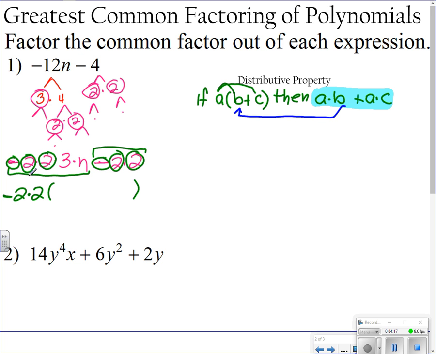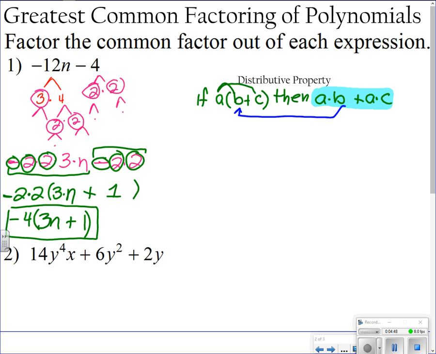Okay. If I take the negative and the 2's out, what I have is 3 times n left over. Then there's nothing left over here. It should be a plus. If there's no number left, we put a 1 in there. So that answer would be 2 times 2 is 4. Negative 4 multiplied by parentheses 3n plus 1. So that is the answer.